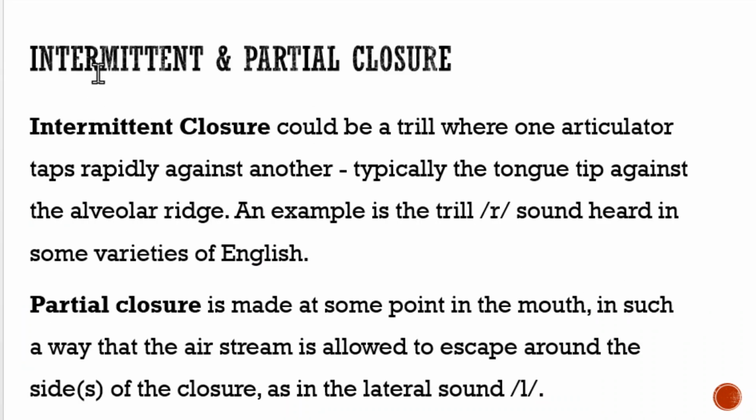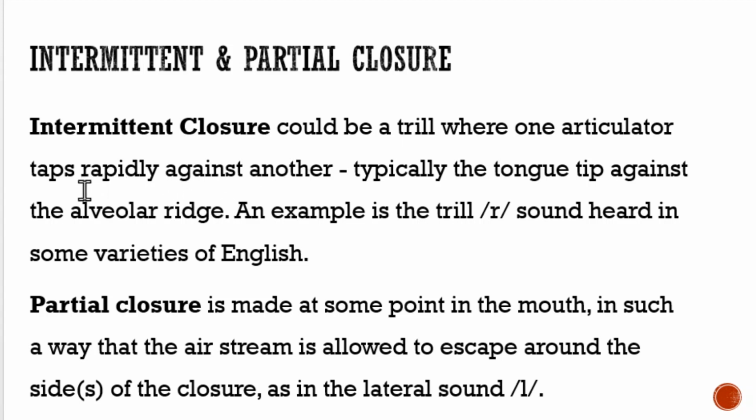And strictures continued, there can be intermittent closure and partial closure as well. Intermittent closure is a kind of trill where one articulator taps rapidly against another. Typically, it is the tongue tip against the alveolar ridge. In English, in RP, as defined in the British kind of English, you don't have trill sounds, but a kind of trilled R is heard in some varieties of English, including the Indian variety, where we would talk about river and trill, and rapid, etc.